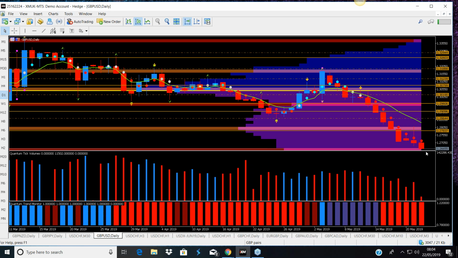And in fact, the selling has continued overnight and into the session as we speak at the moment. But it's something certainly to bear in mind, certainly on a slower time frame, to show whether it is perhaps reaching some kind of a bottom.